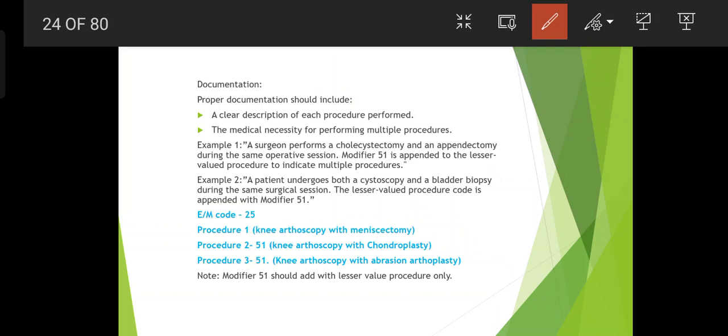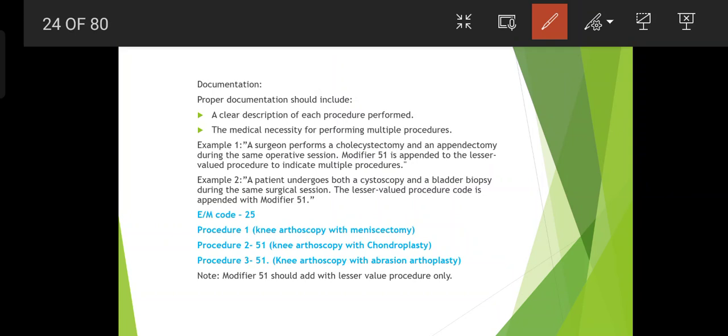And code procedure 1, the primary procedure, first. Whatever the main procedure is for that session, or the first procedure performed, you have to code first as the primary procedure code, and then code the remaining procedures after it. So first you have coded knee arthroscopy with meniscectomy. That is the primary procedure.